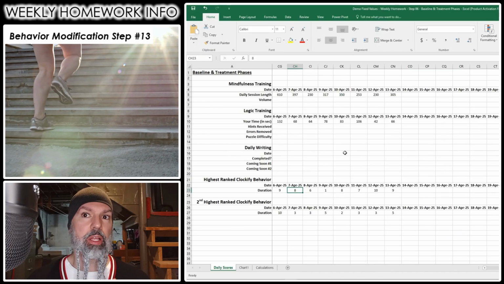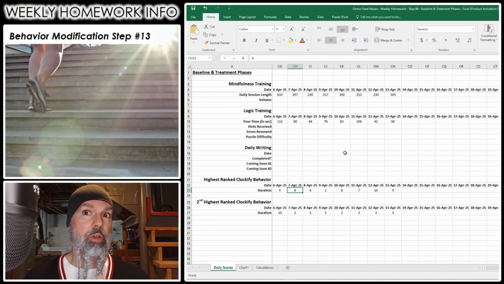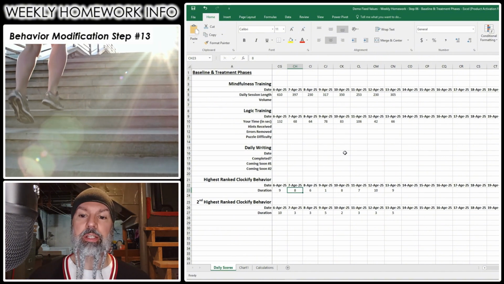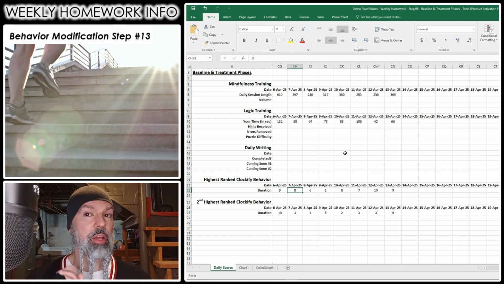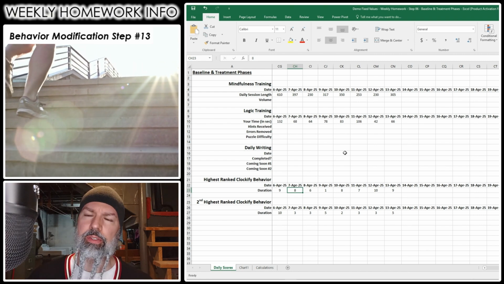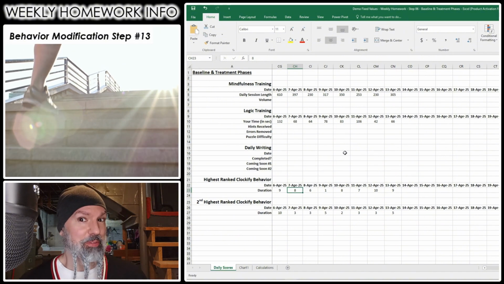Right, so welcome to Weekly Homework Information Behavior Modification Step 3. What we're going to be doing today is ending what we started last week, which is ending the reversal procedure. What's that you say? You didn't know you were doing a reversal procedure? Well, welcome to the reversal procedure.